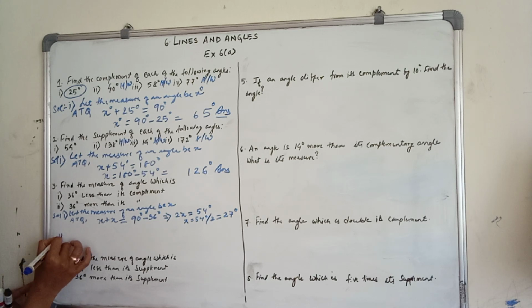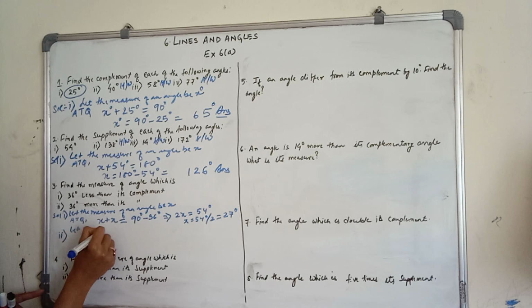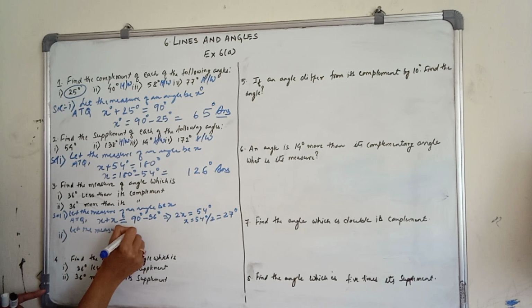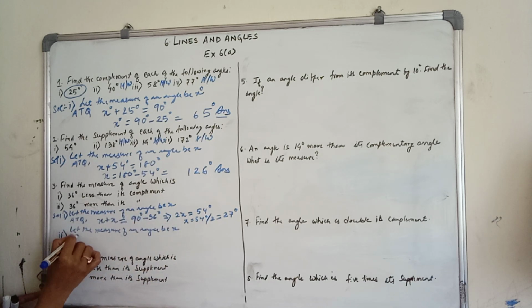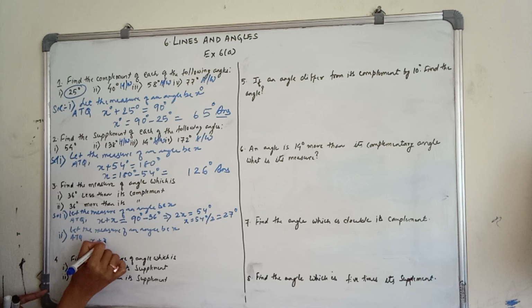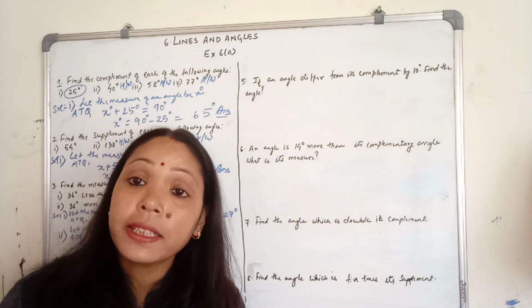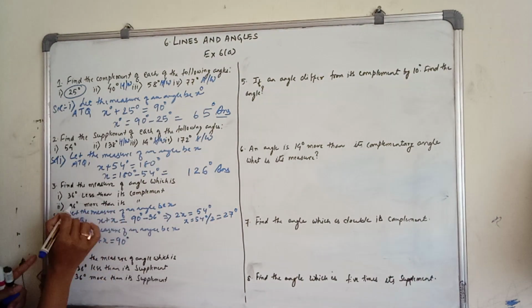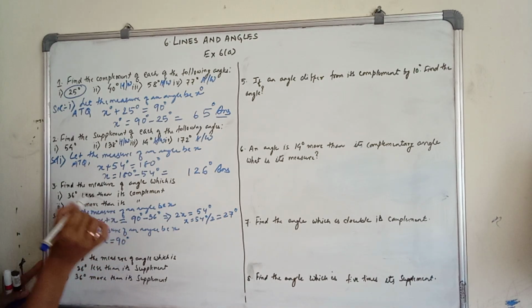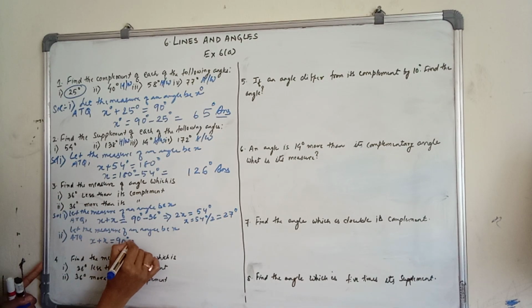Now number 2. Again start like this. Let the measure of an angle be x. So according to the question, x plus x is 90 degrees. We know that the sum of the two angles is 90 degrees if it is a complement. Now 36 degrees more than its complement means plus 36 degrees. More means plus, less means minus.